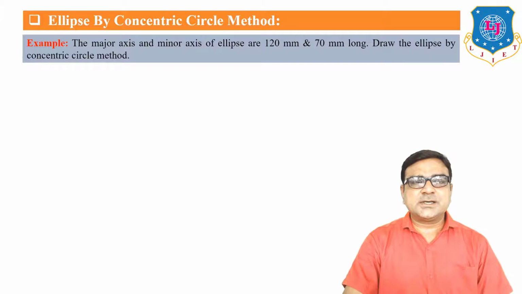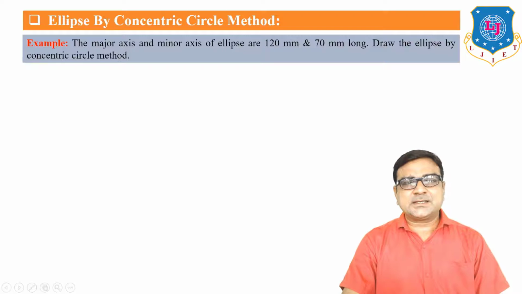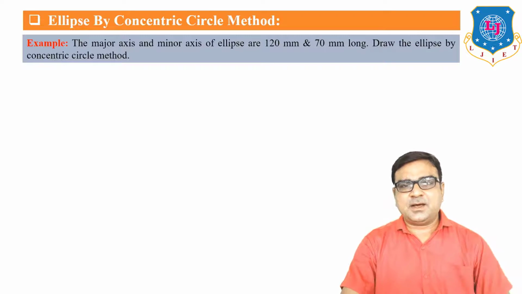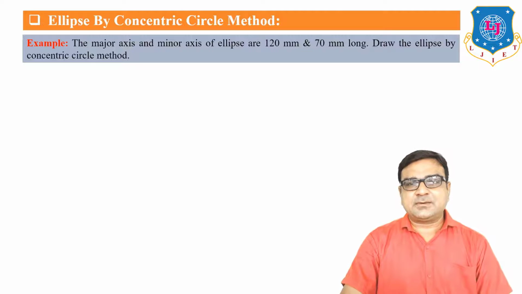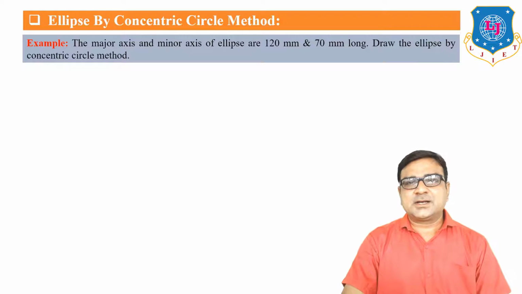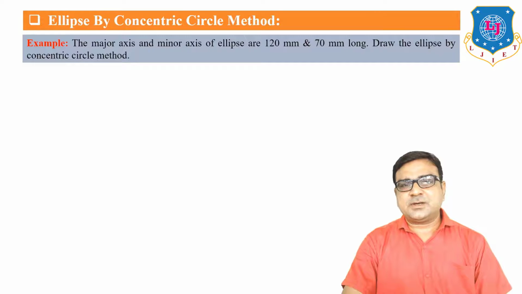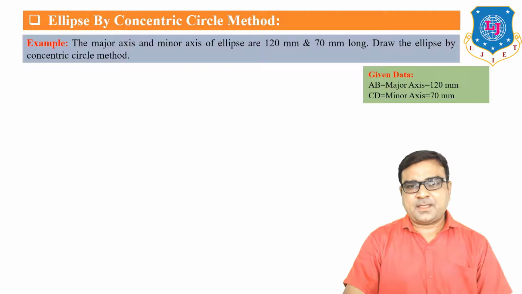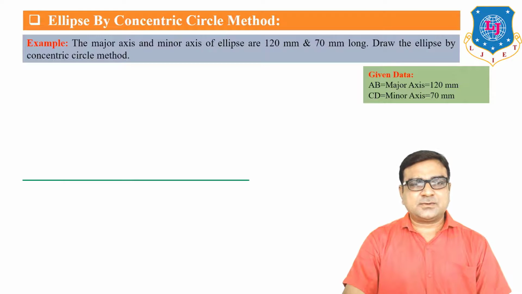Now ellipse by concentric circle method. The major axis and minor axis of an ellipse are 120 mm and 70 mm long. Draw the ellipse by concentric circle method. Concentric circles are circles which have the same center. Here major axis and minor axis are given. So first of all you have to take a line of major axis 120 and minor axis 70 mm perpendicular to that. So AB is the major axis, CD the minor axis.